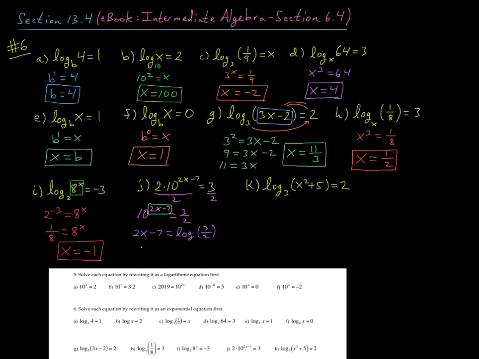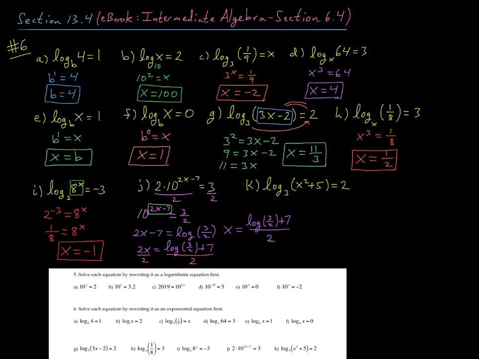And now let's go ahead and add 7 to both sides. So I'll get 2x is equal to the log of 3 halves plus 7. And then for the very last step, I'm going to divide both sides by 2 to isolate x. Notice this entire expression on the right, the logarithm plus the 7, is going to have to be divided there. So we get that x is equal to the log of 3 halves plus 7, all divided by 2.